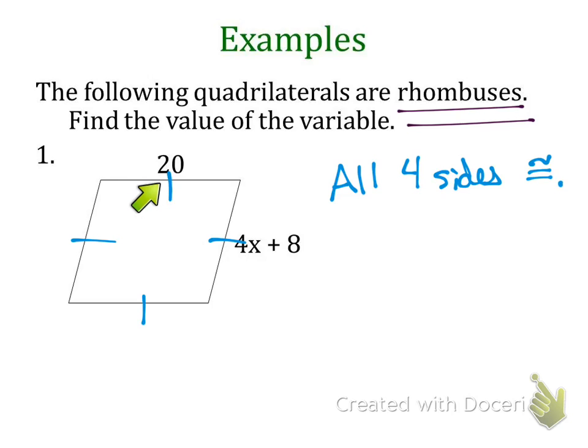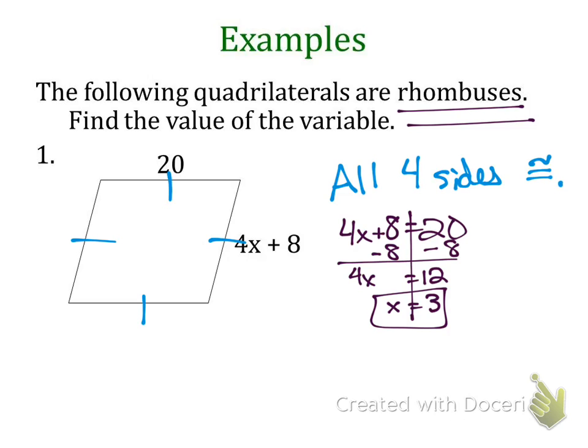That means 20 has to be the same as this expression. So I'm going to take that expression, 4x plus 8, set it equal to 20 and solve. After doing the algebra, we do get x to be 3. We can also check that information. If you plug 3 into the expression, 4 times 3 is 12, plus 8, it does give you 20. Going back to what we put in our color, all four sides are looking congruent.